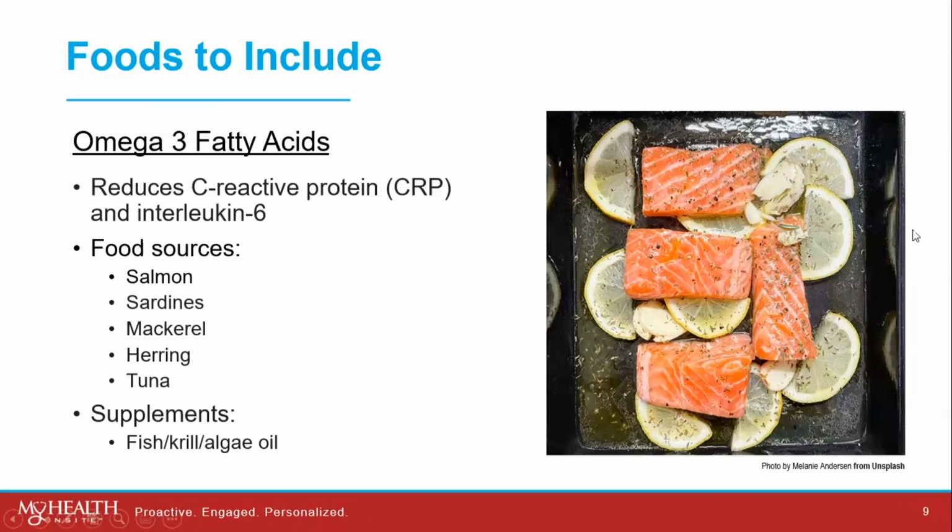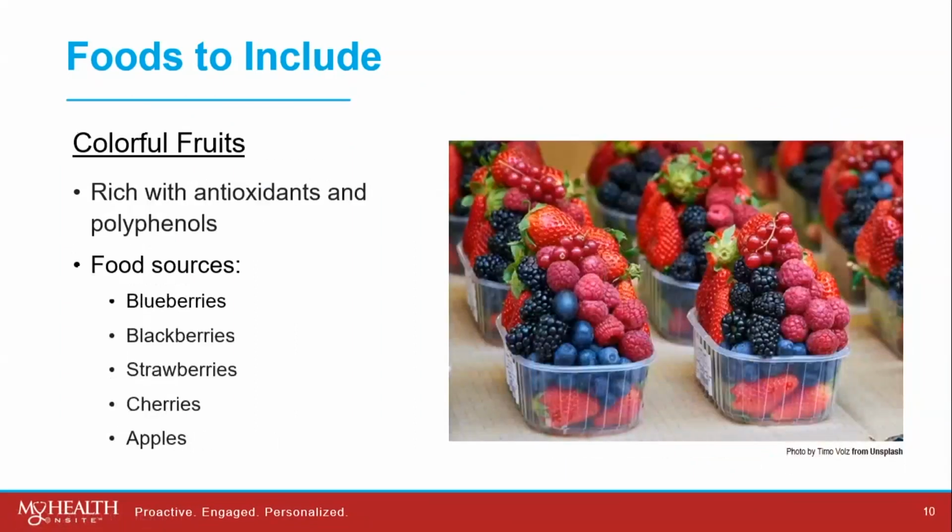So moving on, we have colorful fruits, which is next on our foods to include list. Colorful fruits are rich with antioxidants and polyphenols, and the darker or more brilliant the color, the more antioxidants it has. It's a good idea to vary up your choices so you get a wide variety of different phytochemicals and phytonutrients, vitamins and minerals, but these ones listed here have the highest amount. Blueberries being the top one, blackberries, strawberries, cherries, and apples as well.